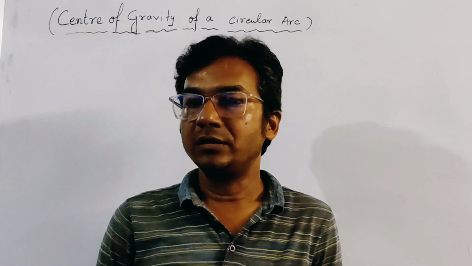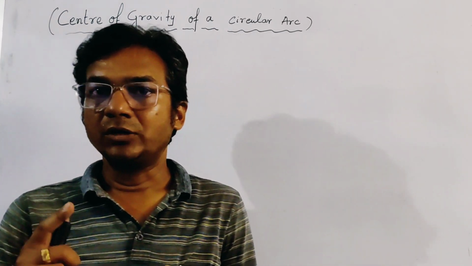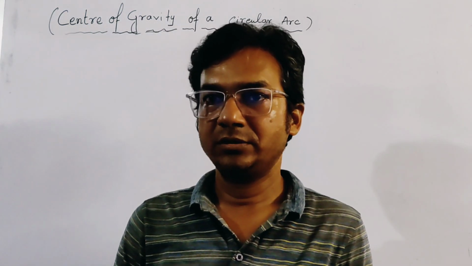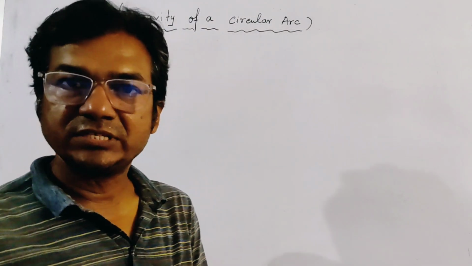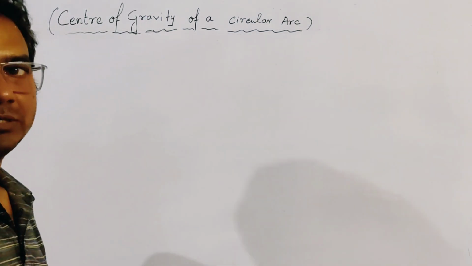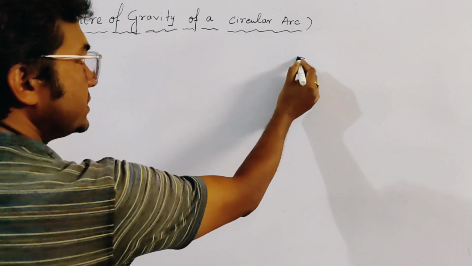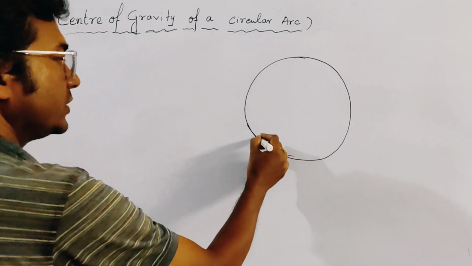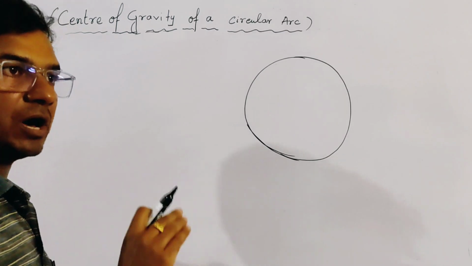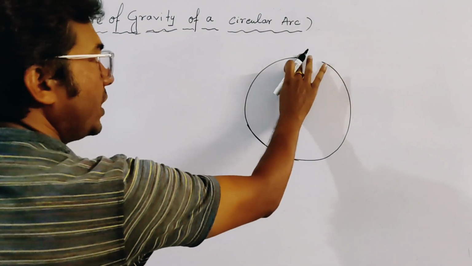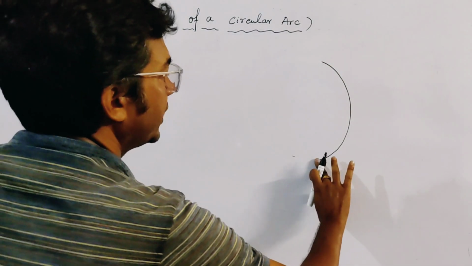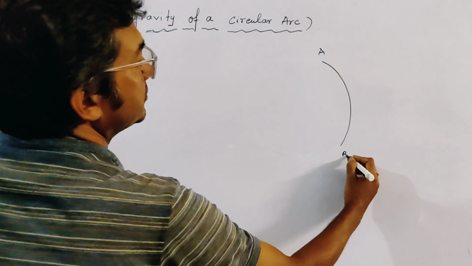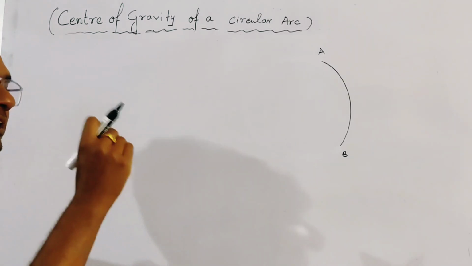We discuss here how to find the coordinate of center of gravity of a circular arc. Now we first see what a circular arc is. Here this is a circle. Now we take only a part of the arc. Let it be the part of the circular arc. Let it be A. We have to find the center of gravity of this circular arc.